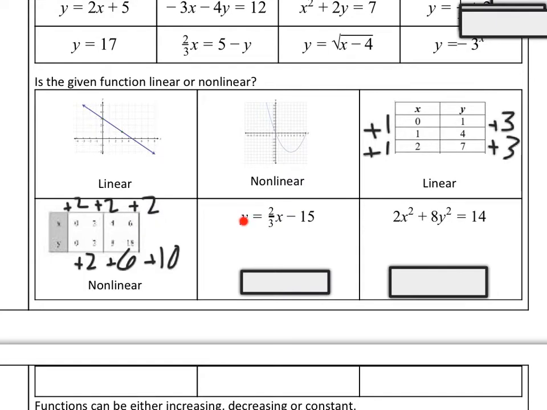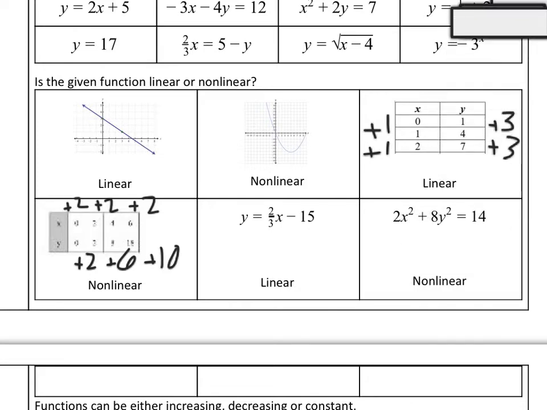Our equation here is right in the form of y equals mx plus b with powers of 1 for our variable, so this is definitely linear. And lastly, we have this 2x squared. That's not a power of 1. Neither is this 8y squared, so this is not linear. If you made any errors, make those corrections now, and then flip your page over.